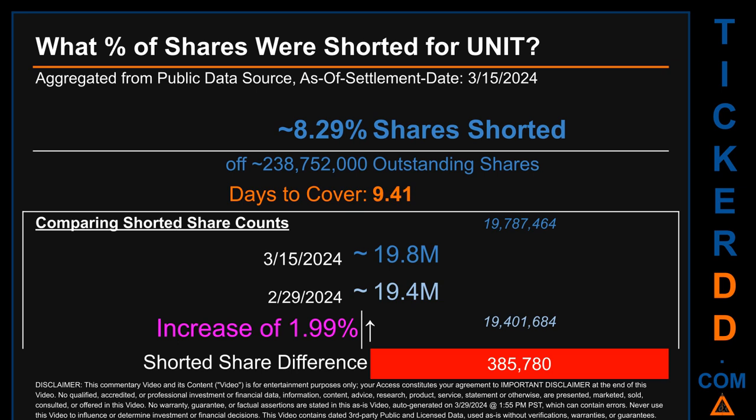When I compare the current 2-week period data snapshot against the previous period, ending in settlement date, February 29, 2024, I find that the current snapshot had roughly 385.8 thousand more shares shorted. This means that, compared to the previous snapshot, the current snapshot has an increase of 1.99% of shorted shares.